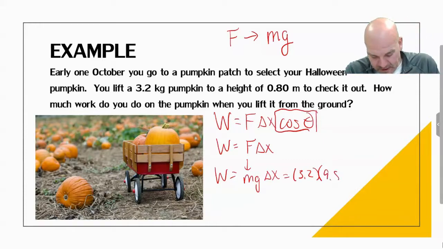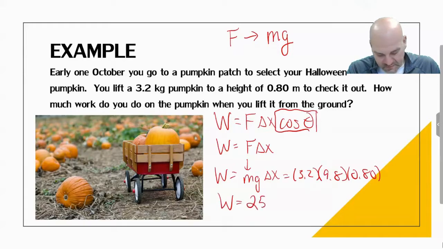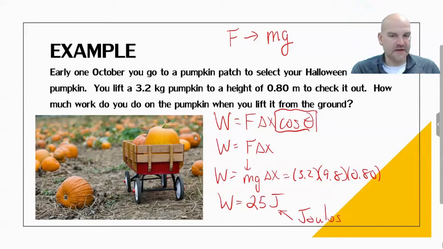So times 9.8, or you can use 10, depending on where this question lies. And we're going to move it 0.80 meters. So the work done is going to be 25 joules. Okay, and this is the SI unit for work. It's joules, named after James Prescott Joule.